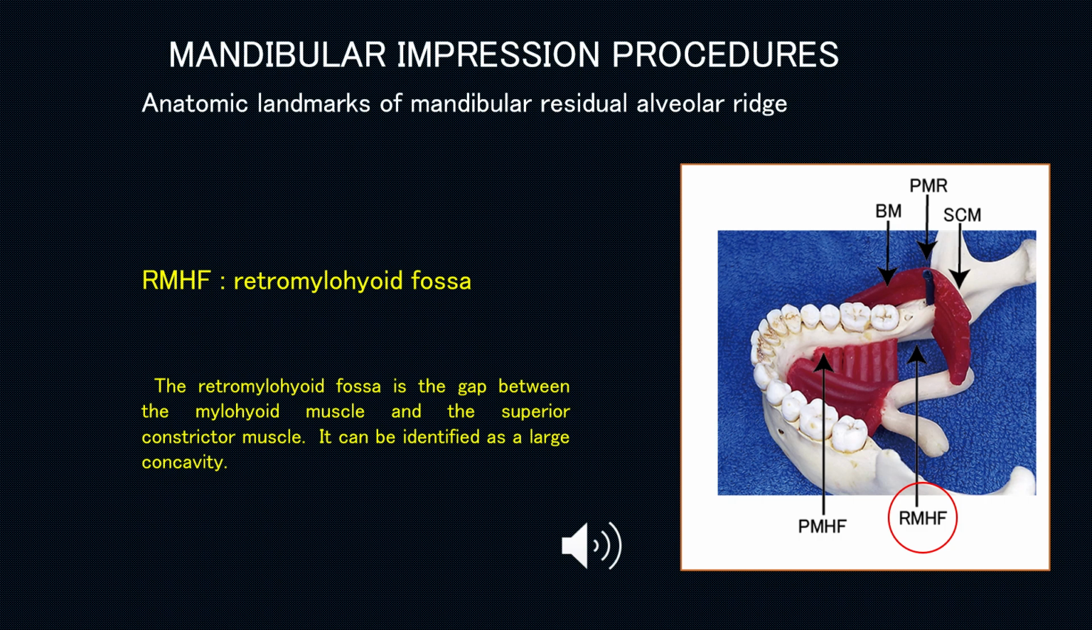Retromylohyoid fossa. The position of the retromylohyoid fossa is indicated by the red circle in the figure on the right. The retromylohyoid fossa is the gap between the mylohyoid muscle and the superior constrictor muscle. It can be identified as a large concavity.